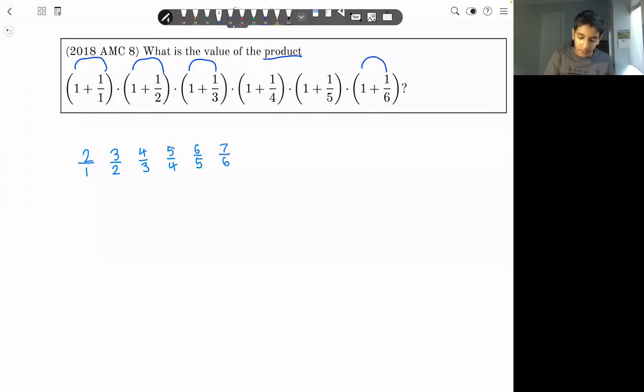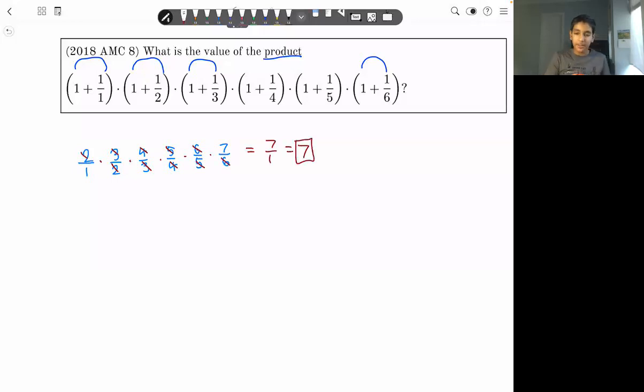So make sure you understand why. We just converted all these mixed fractions into improper fractions or common fractions. So now what do we do? We have to multiply these again. What can we do from here? Well, the 2's cancel, the 3's cancel, the 4's cancel, the 5's cancel, and the 6's cancel. So we're left with just 7 over 1, which is 7.